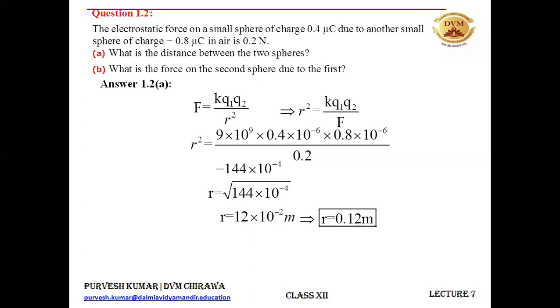So this is the distance between the two charges, which are of this much magnitude, and the force between them is 0.2 Newton. The distance between them comes out to be 0.12 meter.